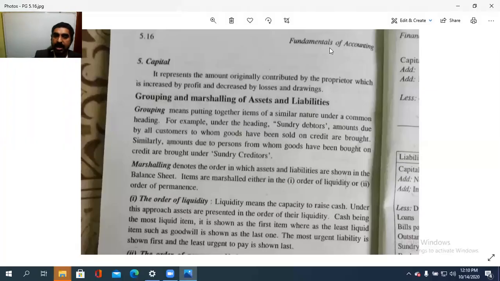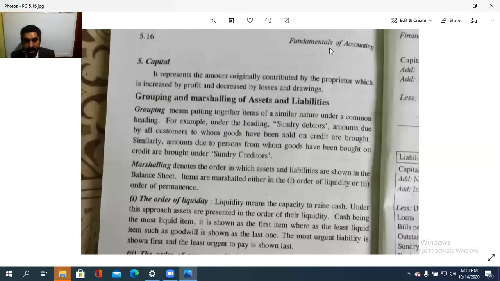So grouping and marshalling of assets and liabilities. For example, under the heading sundry debtors, amounts due by all the customers to whom the goods have been sold on credit are brought. So that is grouping. Sundry debtors means that and company, this and company, whoever owes money to the company after credit sales, all of that comes under the sundry debtors. Then similarly, amounts due to persons from whom the goods have been bought on credit are brought under sundry creditors. The opposite of that, those to whom we owe money, okay, that is to come under sundry creditors.